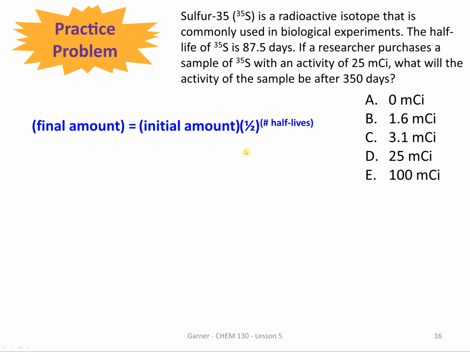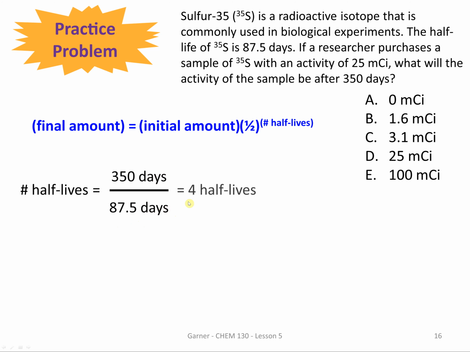All right, so just like we did in that last problem, we need to figure out how many half-lives have passed. We know that the half-life time is 87.5 days, and we know that 350 days have passed, so a few half-lives it seems have passed. So I can figure out how many by taking my time that's passed, 350 days, and dividing it by my half-life time of 87.5 days. My units of days are going to cancel out, and I'm going to end up seeing that 4 half-lives have passed. At this point, all I need to do is plug in to solve for my final activity.